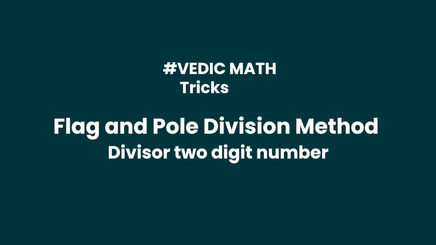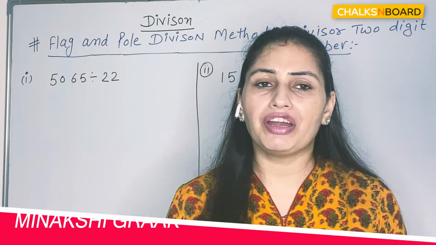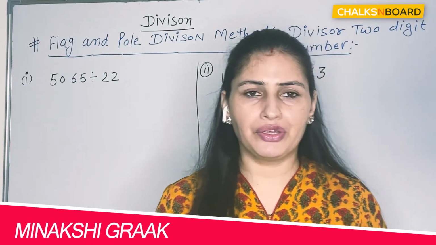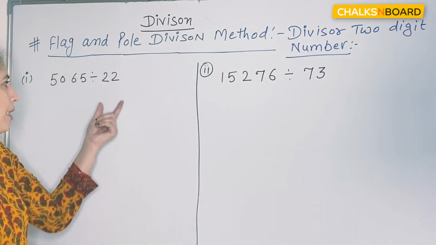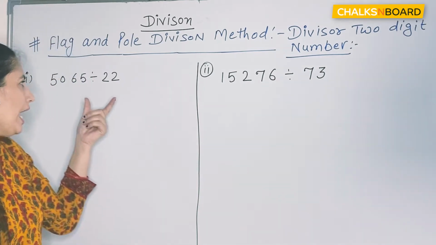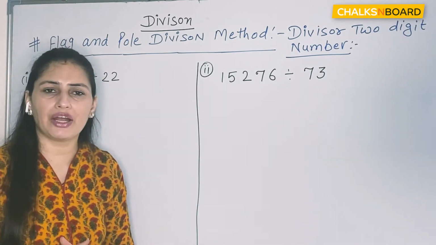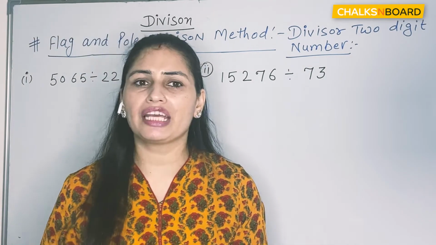Let's see another trick for division, that is the flag and pole division method when divisor is a 2-digit number. You can see here we have two examples और दोनों के examples में आपका जो divisor है वो 2-digit number है, that is 73 and 22. तो क्या है flag और pole division method? Divisor में क्या होता है flag और क्या होता है pole?